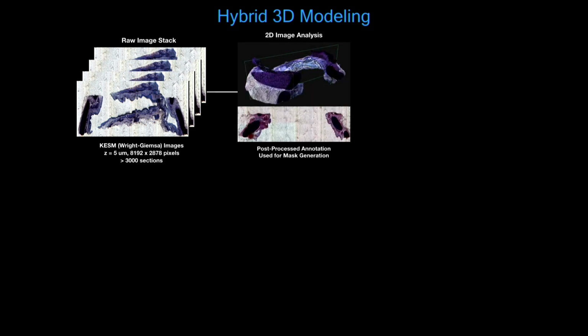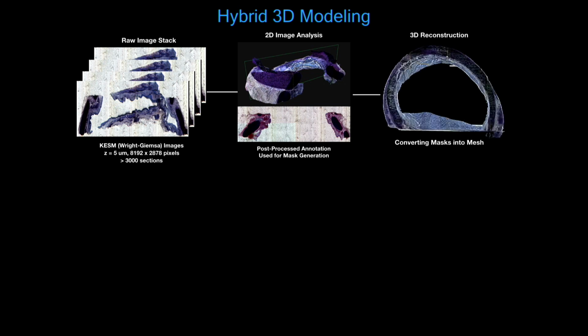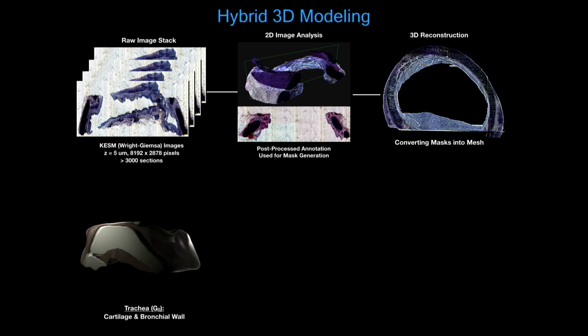Our images are a magnitude larger, and this was actually 4 times down compressed. We do image segmentation and annotation. In this case, it was automatically generated using thresholding. And then we do our 3D reconstruction. And we now have our 3D model of the cartilage and bronchial wall.